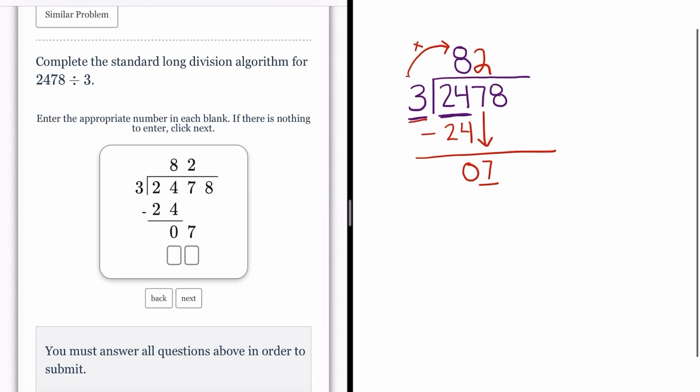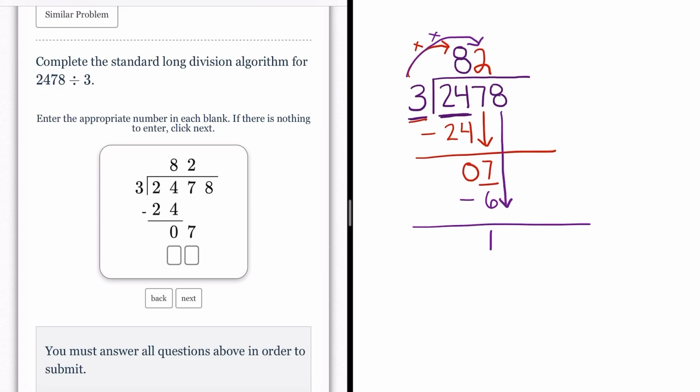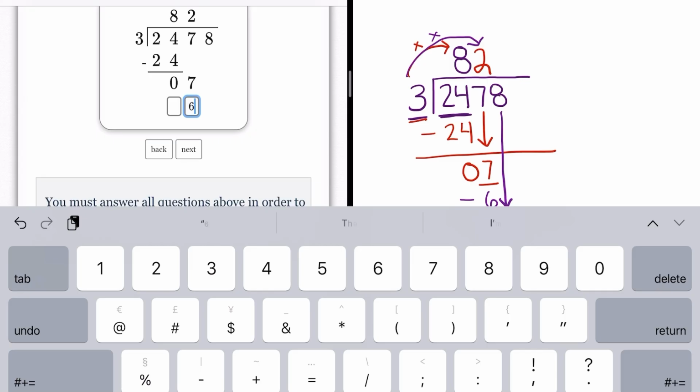Again, I'm going to multiply 3 times the number 2, which is 6. We're going to subtract. 7 minus 6 is 1. We're going to bring down our 8, that's in the ones place, which leaves us with the number 18. We're going to type that into our Delta Math.